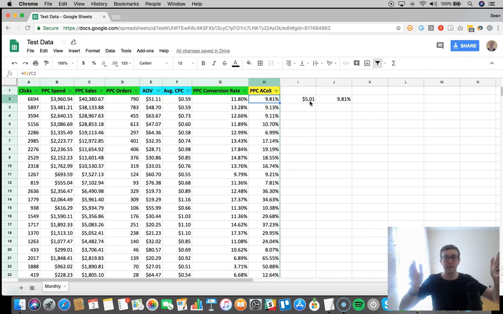So I just wanted to let you know about some really cool ways to troubleshoot ACoS, by looking at your AOV and average cost per click.